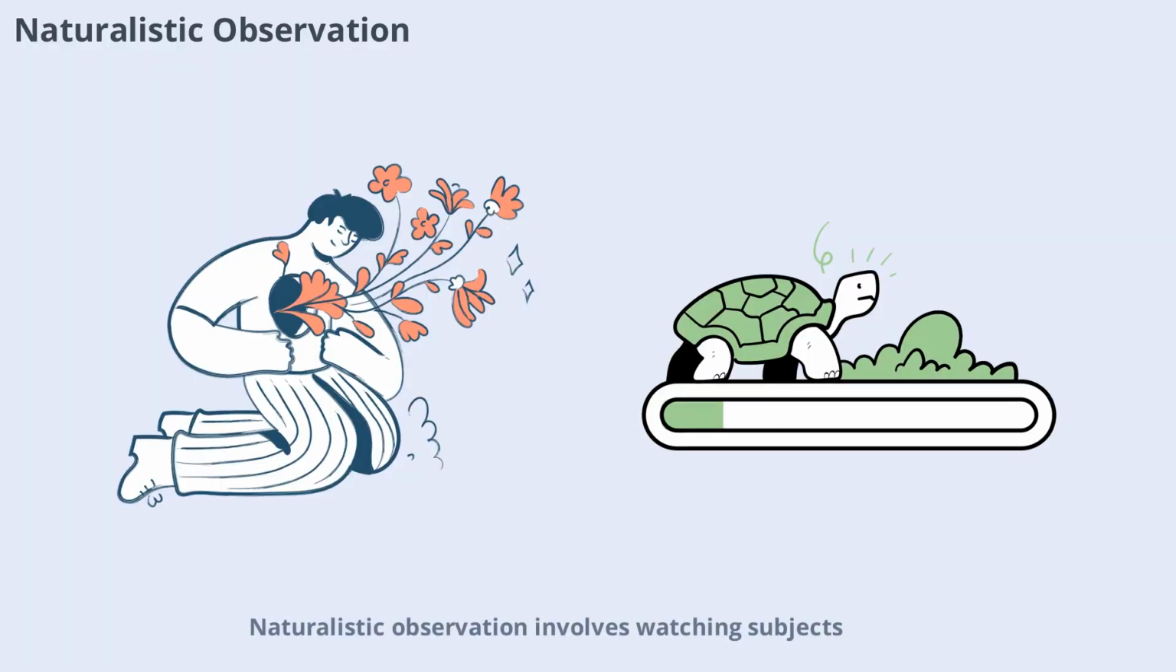Naturalistic observation involves watching subjects in their natural environments without interference. This technique is especially useful for studying behaviors that might change if observed in a lab. For example, researchers might observe animals in the wild or people in everyday settings. By minimizing artificial influences, naturalistic observation provides authentic insights into how biological factors play out in real life. It's a valuable tool for gathering data on spontaneous behaviors and social interactions.